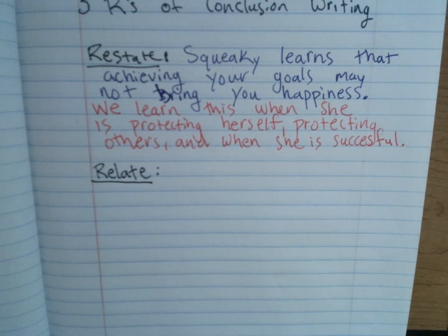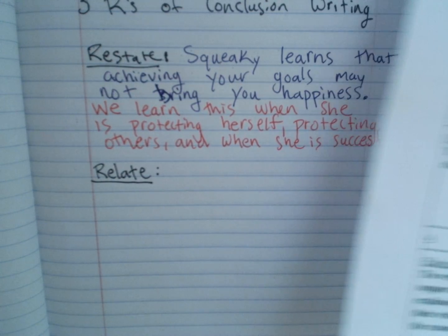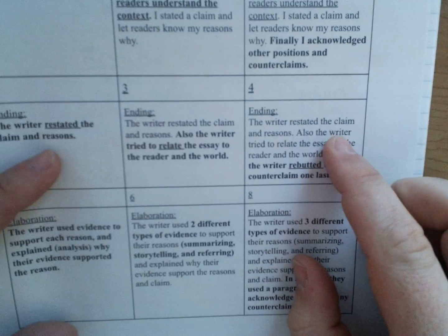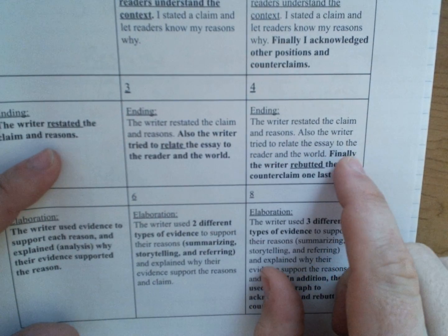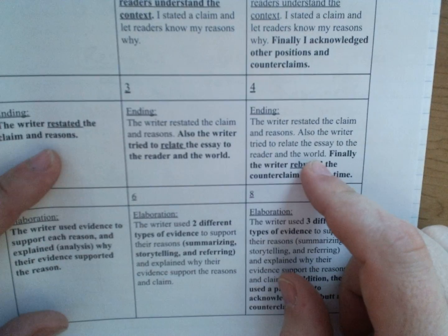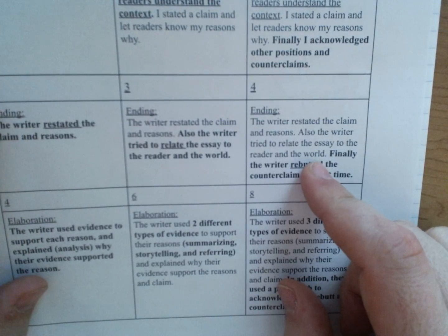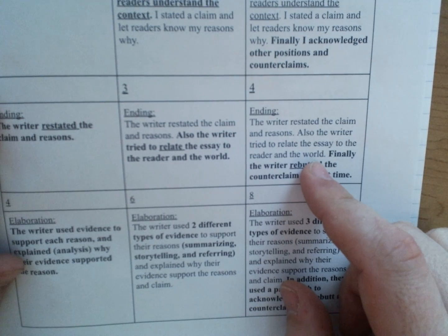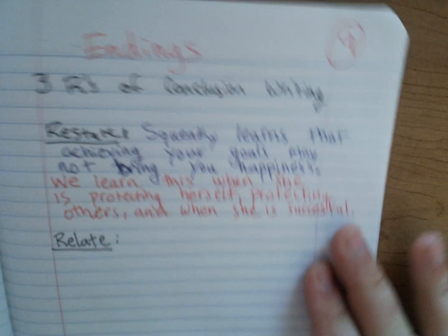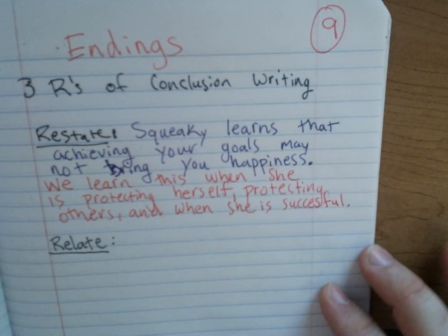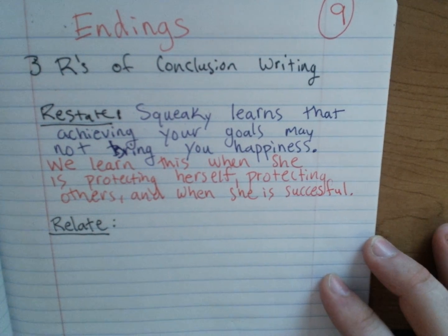If we look at our handy dandy rubric, it says right here, also, the writer tried to relate the essay to the reader in the world. Oh my goodness. I think that we actually already have an example of that. I see a hand back there saying they think they do too. Where do you think we have that? What page? Waiting. They're looking in their journal. Video people at home, I know you can't see, they're looking, I promise. Maybe we'll start looking back too.